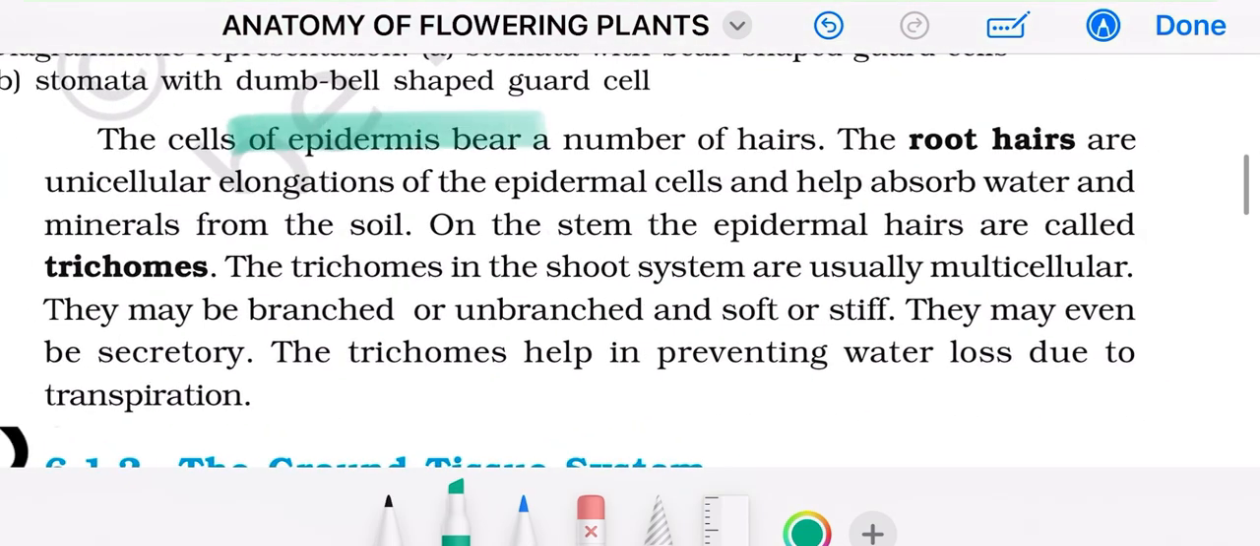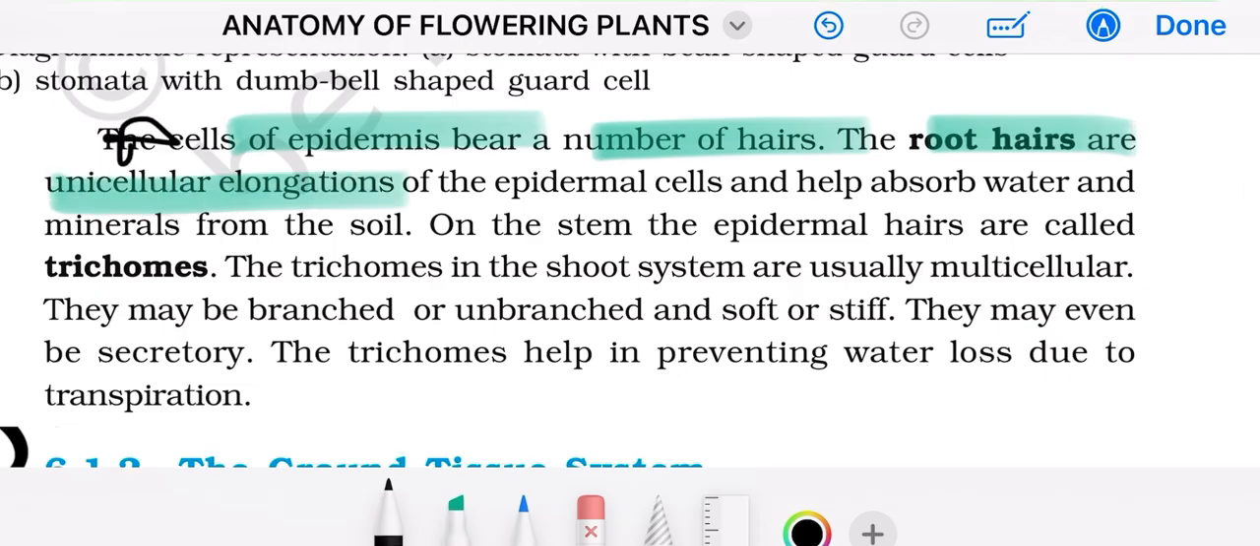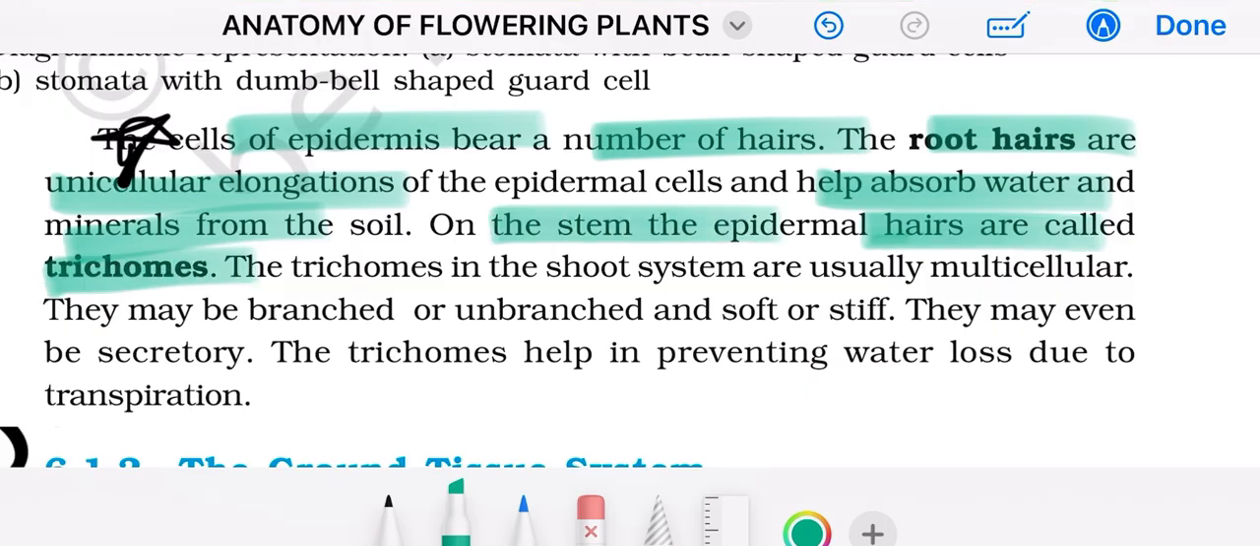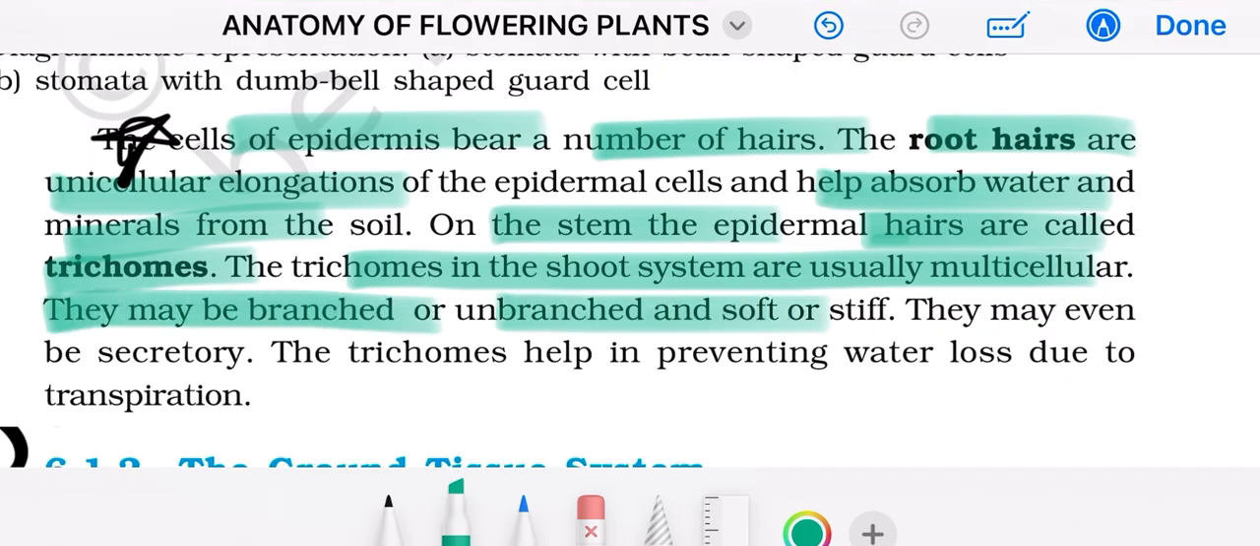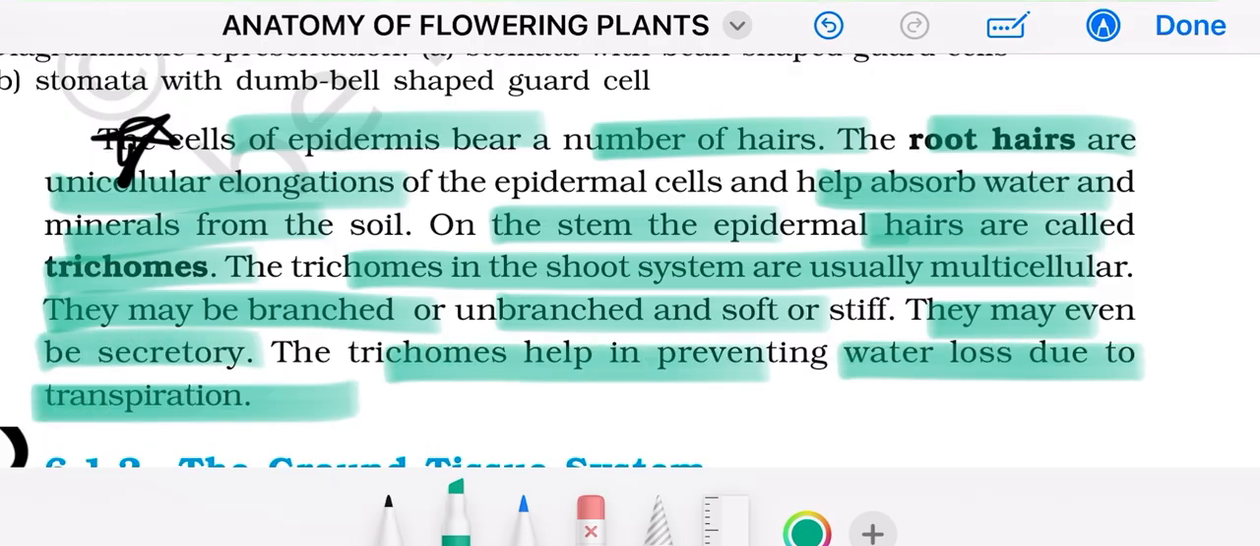The cells of the epidermis bear a number of hairs. The root hairs are unicellular elongations of epidermal cells and help absorb water and minerals from the soil. On the stem, the epidermal hairs are called trichomes. The trichomes are usually multicellular. They may be branched or unbranched and soft or stiff. They may even be secretory. The trichomes help in preventing water loss due to transpiration.